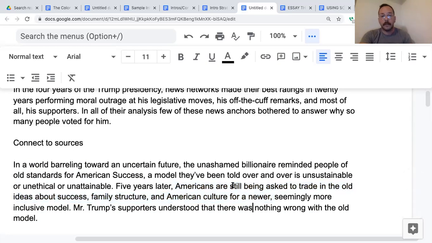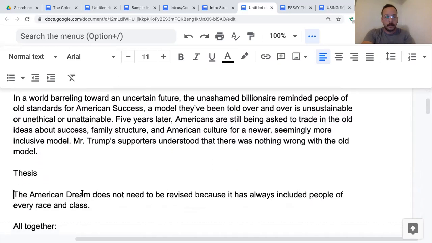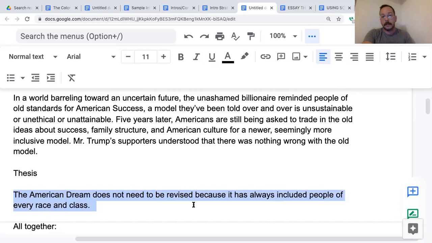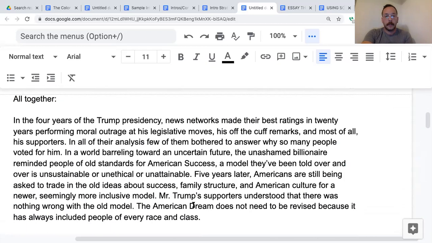Okay, so I have connected my opening strategy to the readings. I didn't name them yet. I'm going to do that in the body. If you want to name them in your intro, you can, but you'll have to use the full author's name and the full title. For space-saving purposes, I kept it minimal. Now I give my thesis. The American dream does not need to be revised because it has always included people of every race and class. So here we go, putting it all together.